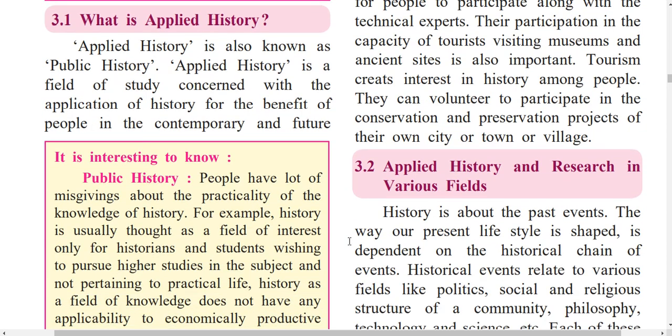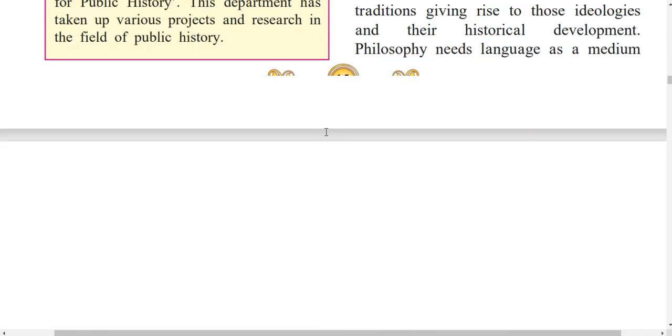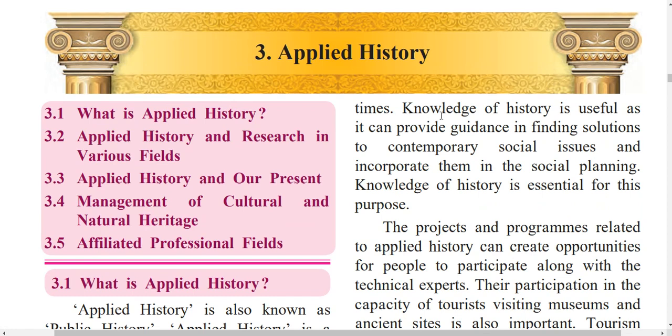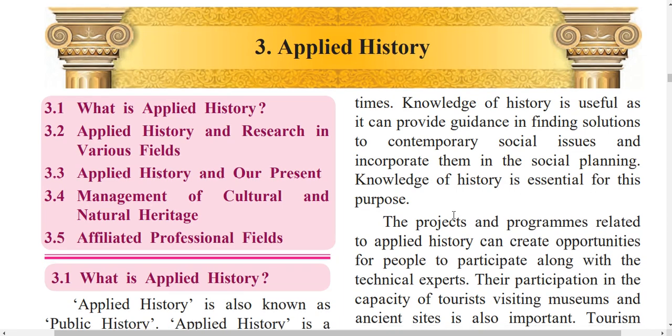3.1, what is applied history? Applied history is known as public history. Applied history is a field of study concerned with the application of history for the benefit of people in the contemporary and future times. Knowledge of history is useful as it can provide guidance in finding solutions to contemporary social issues and incorporate them in the social planning. Knowledge of history is essential for this purpose.